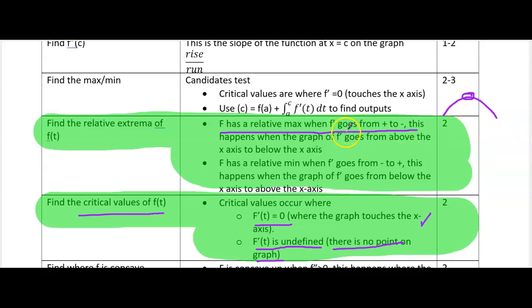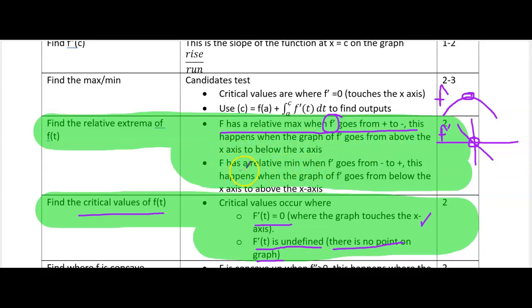Now, since we're looking at a graph of f prime, the way it looks on the graph of f prime is it's going from above the x-axis to below the x-axis. So f would look like this, the top, and then f prime would look like this. It goes from above to below, which means the slope of f goes from positive to negative. So f has a relative max when f prime goes from positive to negative. This happens when the graph of f prime goes from above the x-axis to below the x-axis.